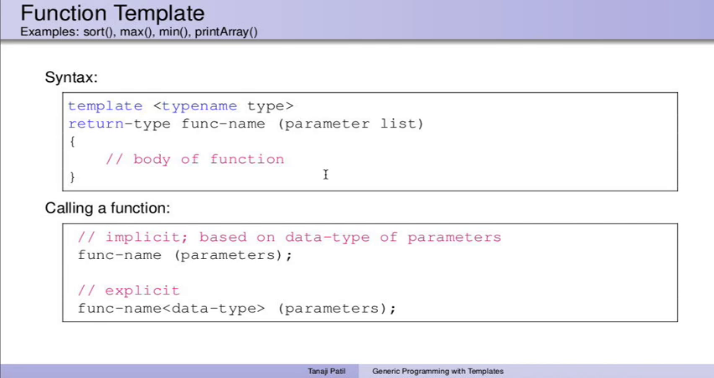Now how do we call the template functions? There are two ways of calling template functions. The first one is implicit, where we call the function as a normal function and the compiler will instantiate the template based on the data type of the parameter. The second method is explicit, in which the data type is sent as a parameter to the template using angle brackets. So following the function name, the data type in angle brackets will make the function be replicated for that particular data type.